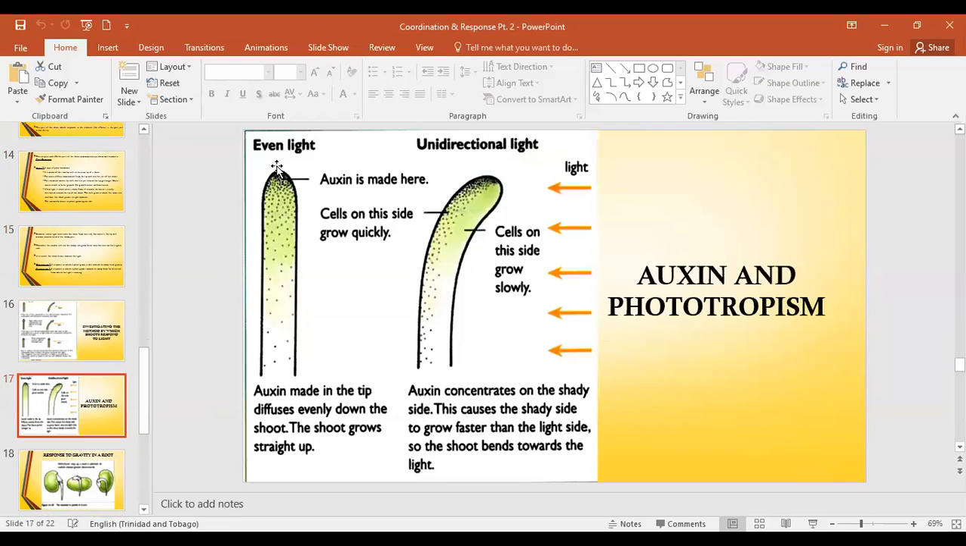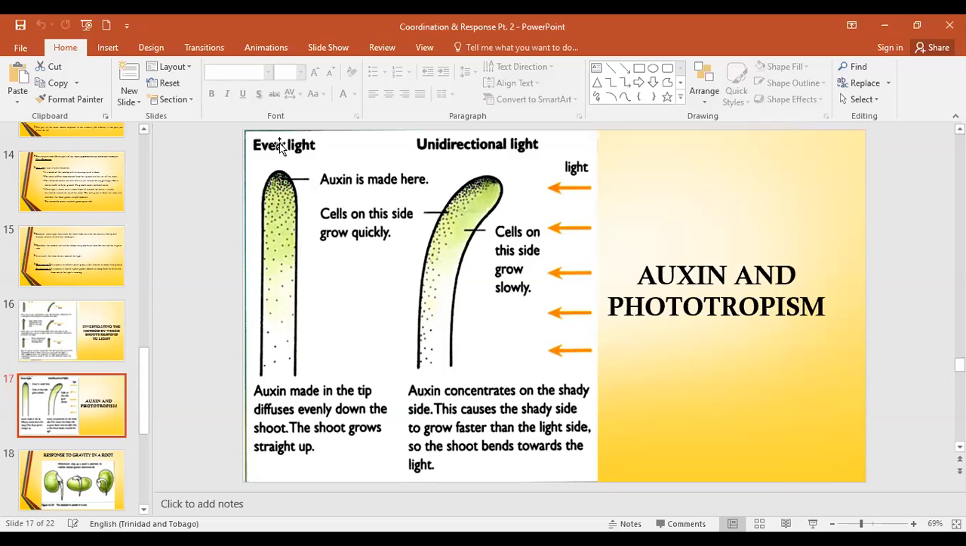Auxin is made in the tip of the shoot. Just at the tip, you have cells which make this hormone. The auxin will gather here, but auxin is responsible for cell growth, and hence it is responsible for the shoot growing.